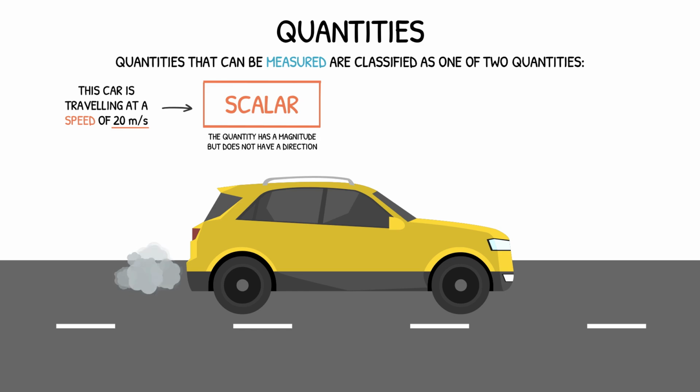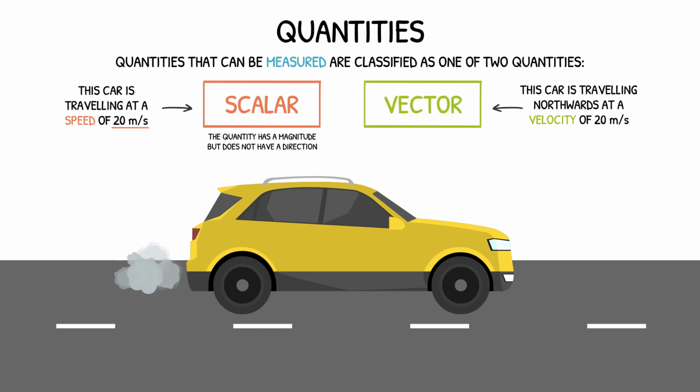However, if I were to tell you this car were travelling northwards at a velocity of 20 meters per second, then we now have ourselves a vector quantity. Velocity is a measure of an object's speed in a specific direction. Our quantity now has a magnitude and a direction. In this example, our magnitude is 20 meters per second and the direction is northwards.